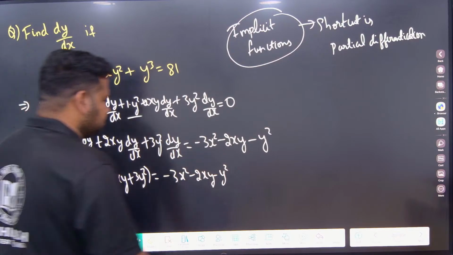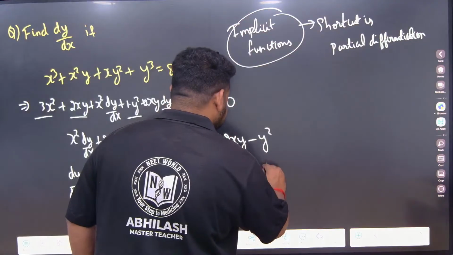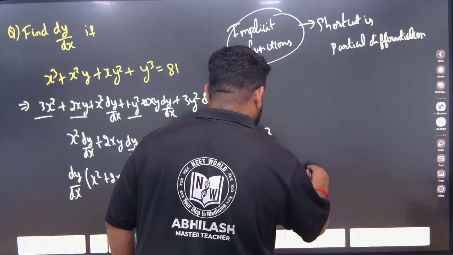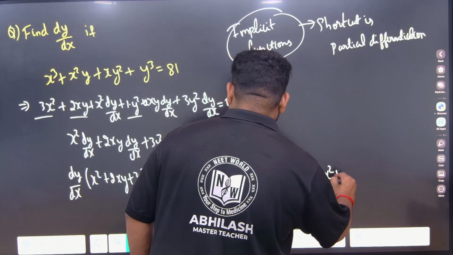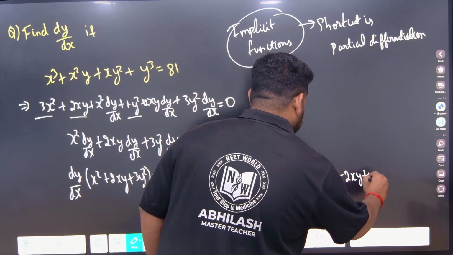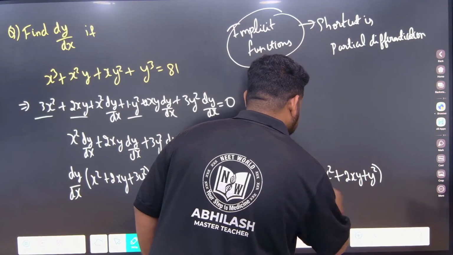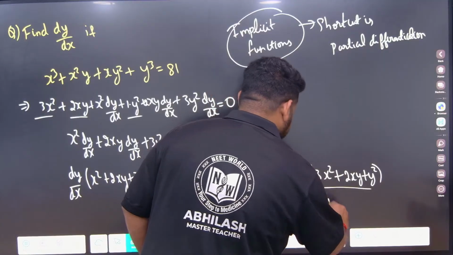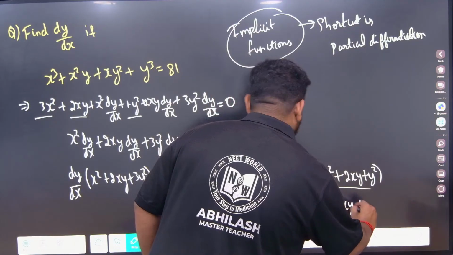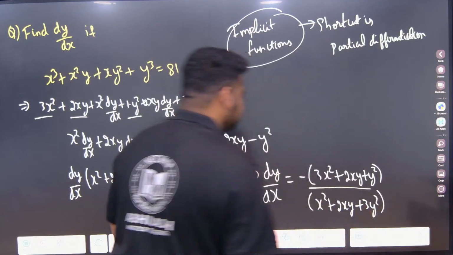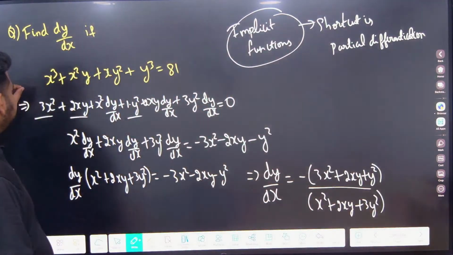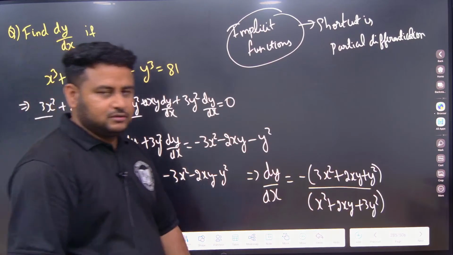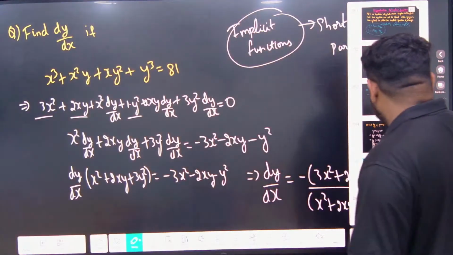So see, this will become what? This implies dy by dx will be equal to, let me take minus outside, minus 3x square plus 2xy plus y square, divided by whatever is here. Let me bring it to RHS, x square plus 2xy plus 3y square. This is the answer. They will ask dy by dx at some point, and then you just put the values of x and y, whatever values they give. Clear? This is about implicit differentiation.